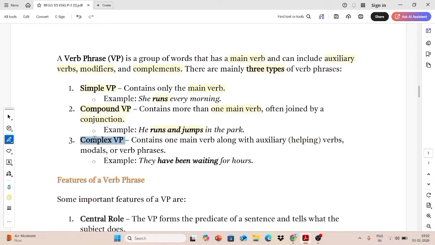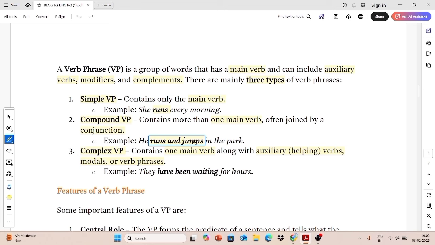Next is complex. A complex verb phrase is the one which contains one main verb along with auxiliary or helping verbs, modals or verb phrases. So in short, what we can understand is a simple verb phrase is where only one main verb is present. A compound verb phrase is where there is more than one main verb, especially here if you can see runs and jumps, there are two verbs. And a complex verb phrase is where there is a main verb plus auxiliaries. Okay?